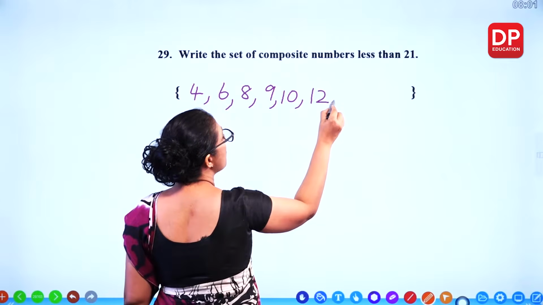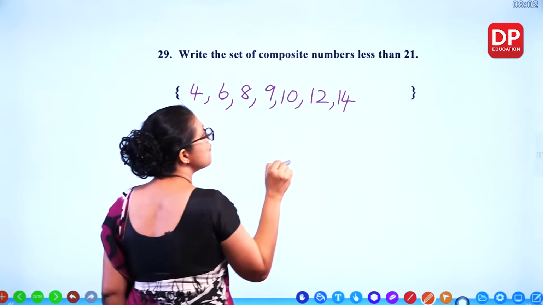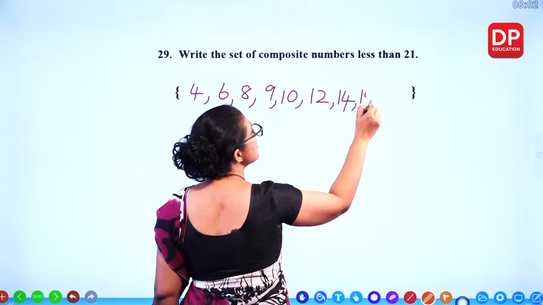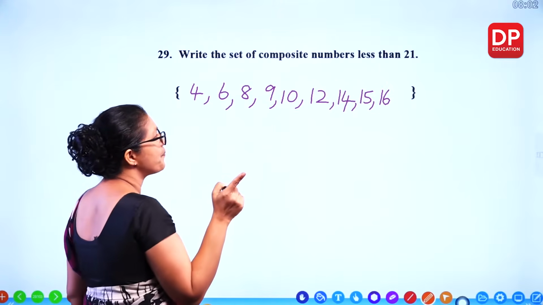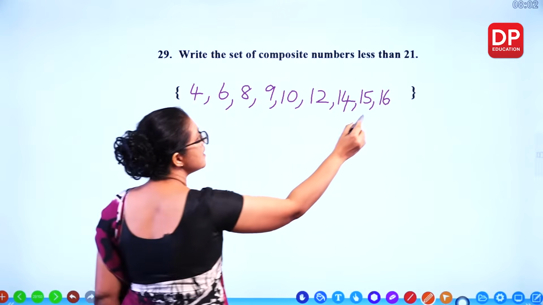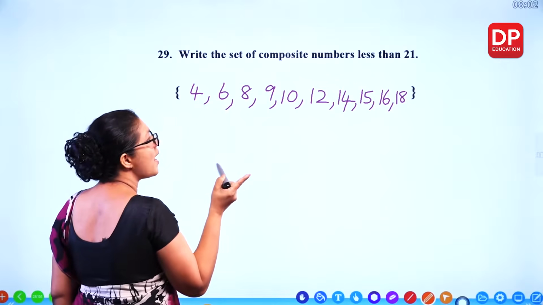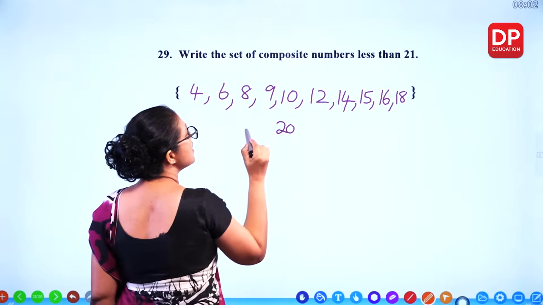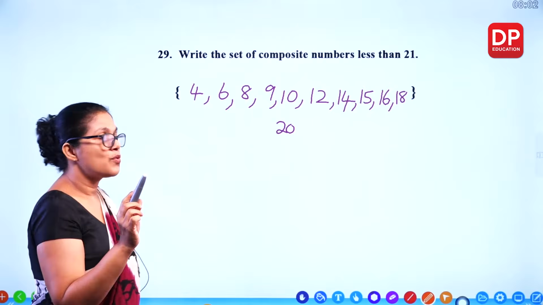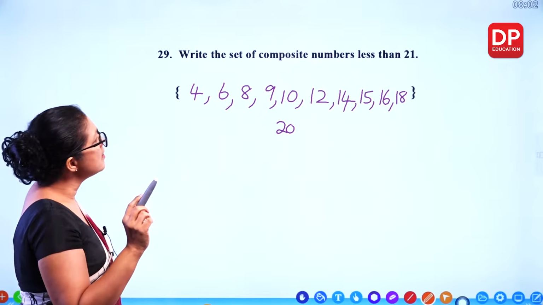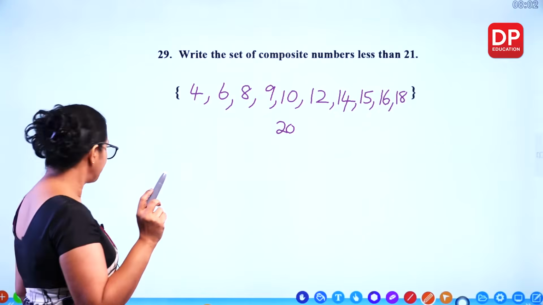12 is composite. 13 is prime. 14, 15, 16 are composite, 17 is prime, 18 composite, 19 is prime, 20 is the last number. Less than 21 means you can't write 21. So these are the composite numbers less than 21.